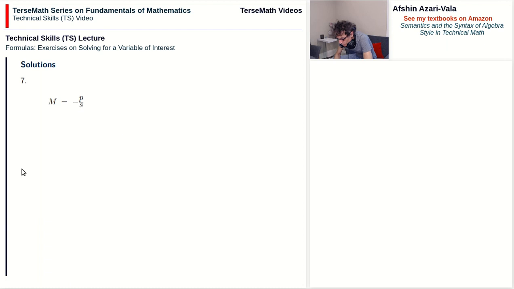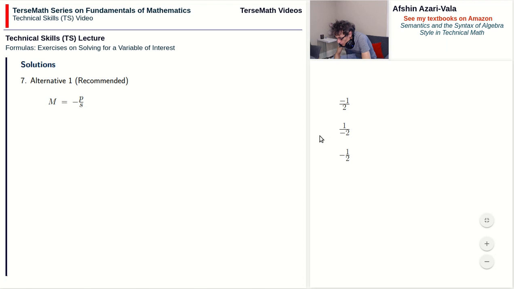Okay, let's move on to the next problem. M is equal to negative P over S, and we are solving for P. Alternative 1, which is recommended. Now, in terms of the negative sign, before we start moving things around, I should mention that when you have the negative of a fraction, it doesn't really make a difference whether that negative sign is on top or down or on the side. These are all the same.